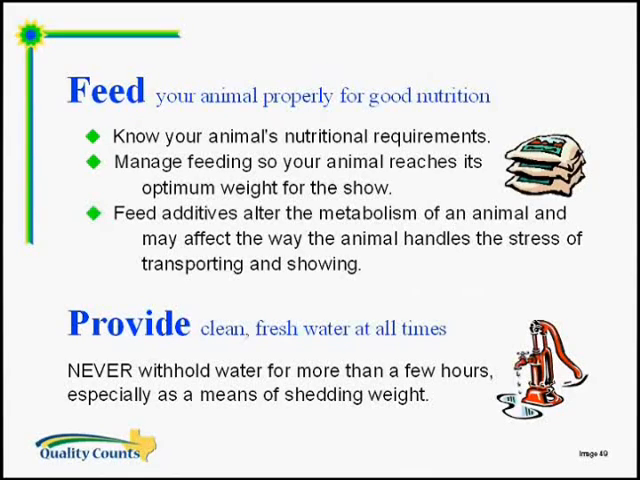So they'll start withholding the water two or 3 days before, and that's not a good thing, because when the animal gets to the show, that's after it's weighed in. Then they'll go ahead and give it the water, but the animal sometimes will get sick, it'll get bloated, it will not show good. So we want to avoid that.